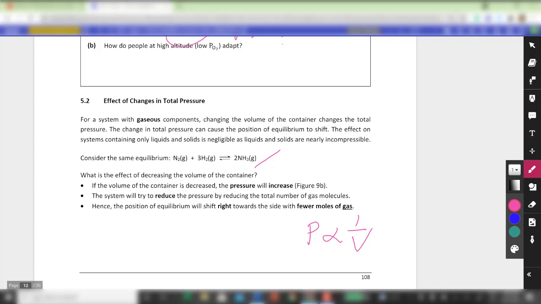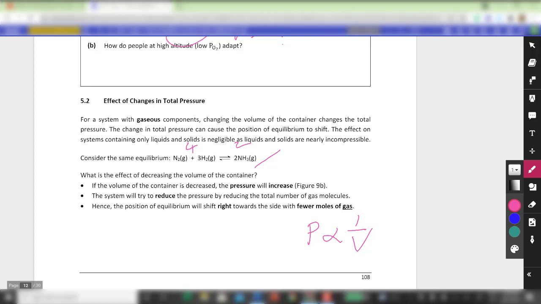So in order to reduce it while maintaining the same total pressure, similar to pre-equilibrium, I need to shift in a certain direction. So in our case here for the Haber process, I have 4 moles of reactants on the left and 2 moles of products on the right.